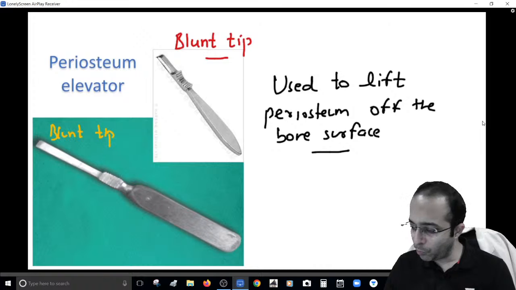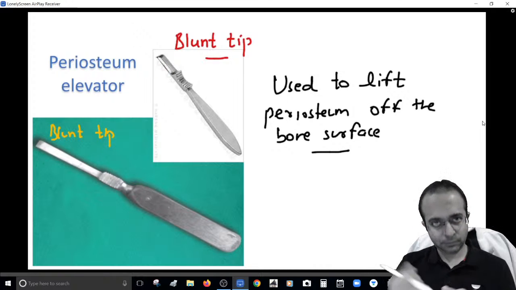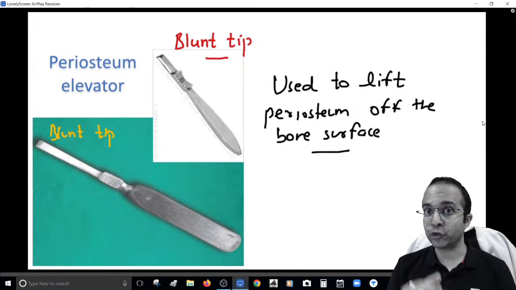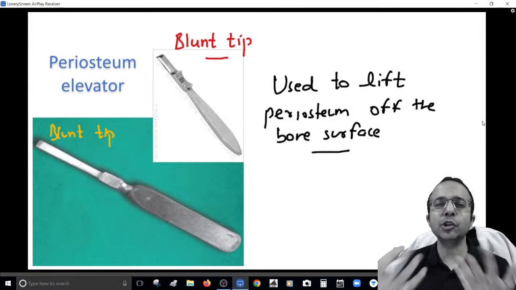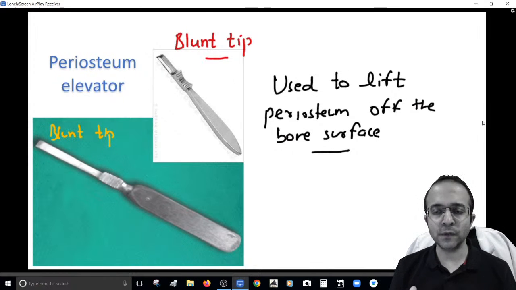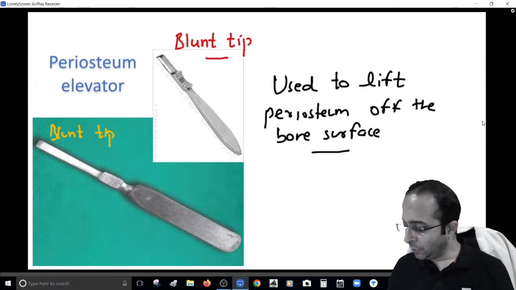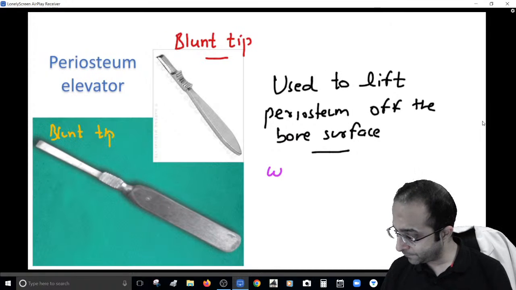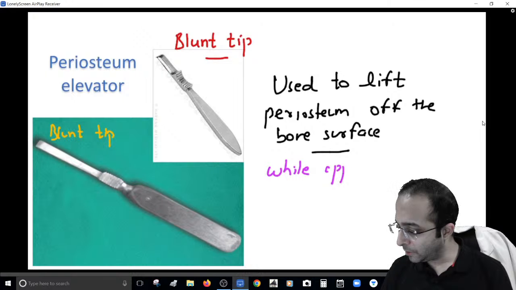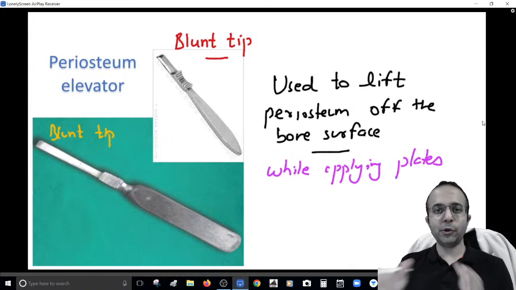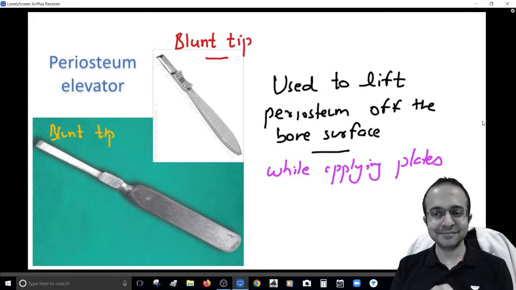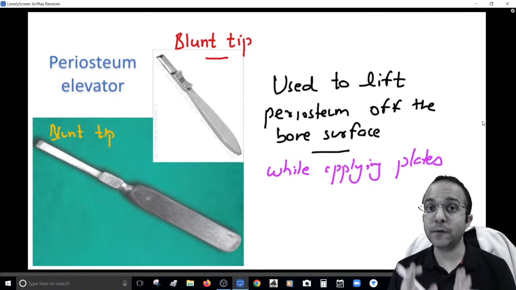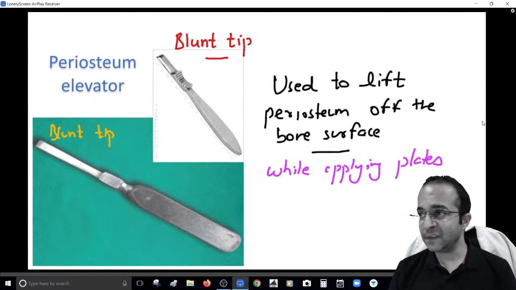So to separate it, you push the periosteum to the sides by using this periosteum elevator. You can also lift up tissue that is stuck to the bone using this periosteum elevator. So this will be used to lift up periosteum off the bone surface while applying plates. So now the periosteum can be closed over a plate later on, provided you have lifted it cleanly. So that's the use of a periosteum elevator.